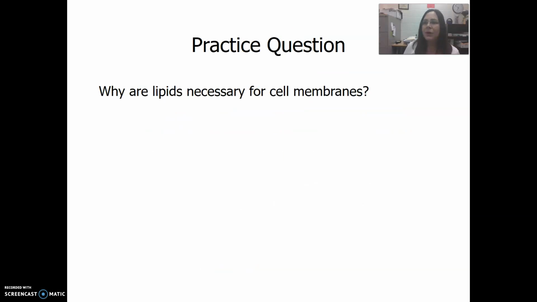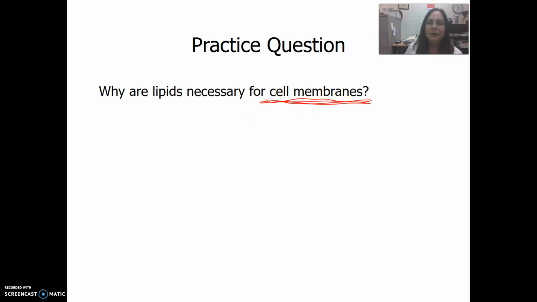Okay, there's a practice question in here. I was getting kind of nervous because this is usually at the end. Why are lipids necessary for cell membranes or plasma membranes? Well, phospholipids are necessary because they're hydrophilic on the outside and hydrophobic on the inside. But the cell membrane doesn't need to be a solid. It needs to be something that materials can move through.